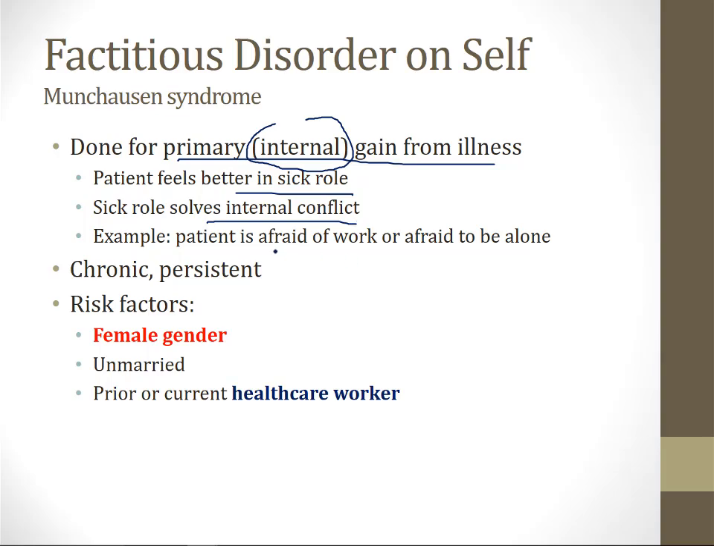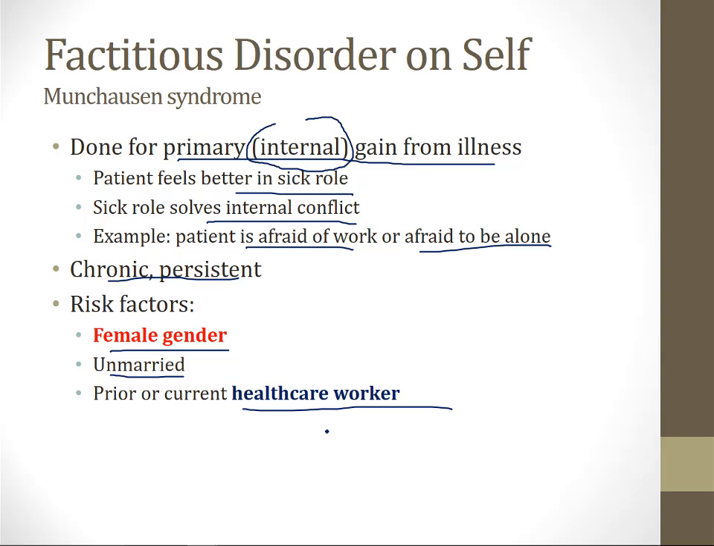So for example, patients who are afraid of work may feel better by having a disorder that allows them to not go to work. Or patients who are afraid to be alone may be happier in the hospital because now they are surrounded by others. It has to be chronic and persistent to meet criteria for this disorder. And risk factors are female gender, being unmarried, and being a prior or current healthcare worker. Healthcare workers are often aware of the healthcare system and the type of tests and procedures that are out there, so if they develop the disorder, they can seek things out.